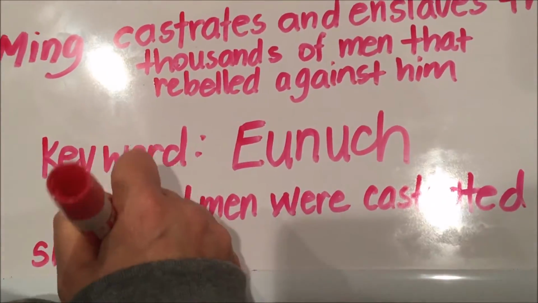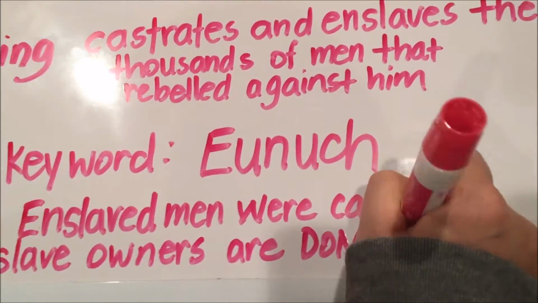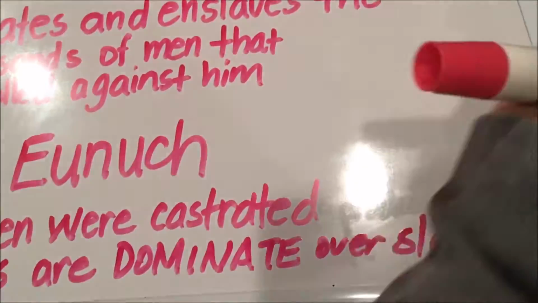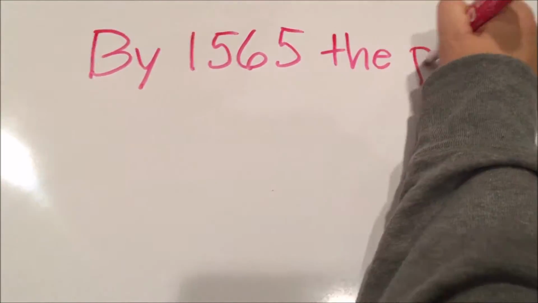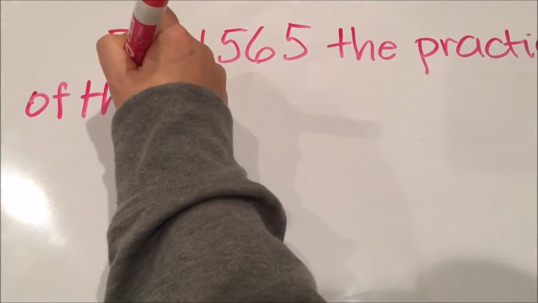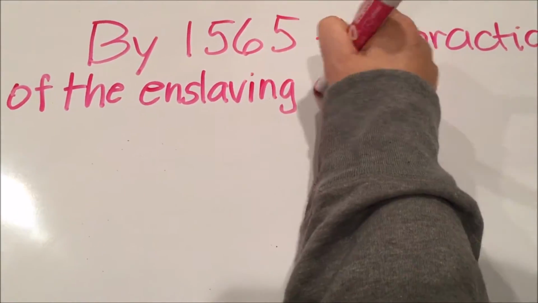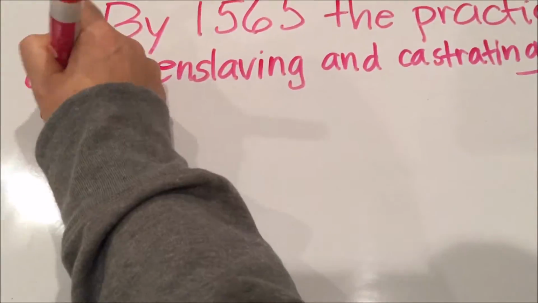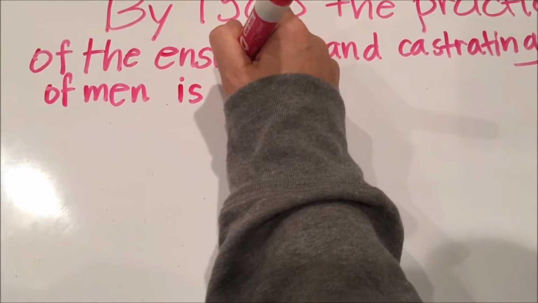The people they castrated and enslaved were called eunuchs, and most of them actually died in the process of being castrated because of poor medicines. The reason they did this to these men was to show their dominance over them, not just to enslave them. They wanted people to fear them.